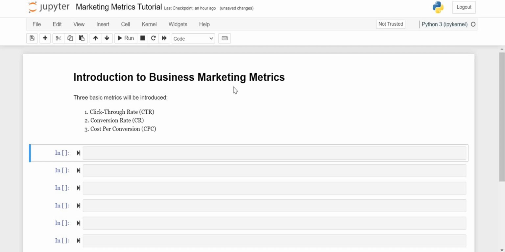Today, I'm going to be introducing you to business marketing metrics. So, business marketing metrics, basically, we're going to be talking about click-through rate, the conversion rate, and cost per conversion. Business marketing metrics is very, very important because oftentimes when businesses embark on a marketing campaign, they usually want to know the effect, the impact of the marketing. So that is when the marketing metrics actually comes into play.